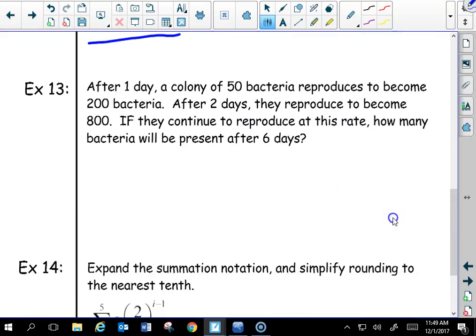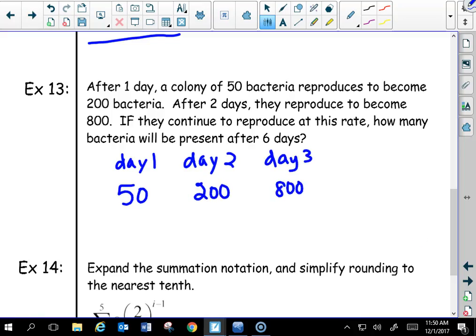So we have a couple of applications. After 1 day, a colony of 500 bacteria reproduces to become 200. So day 1, we got 50. On day 2, we get 200. And they tell us on day 3, we get 800.